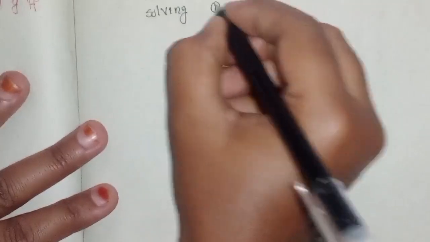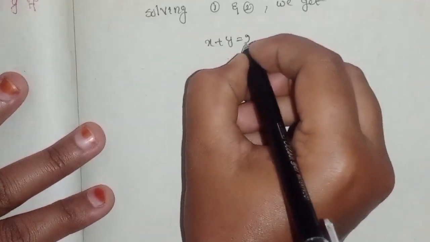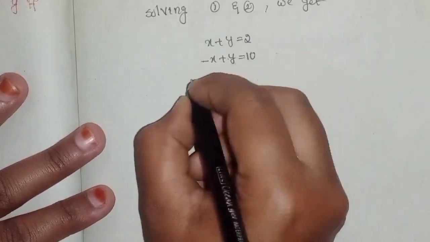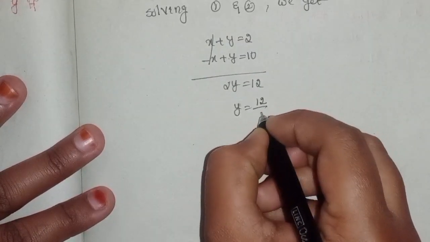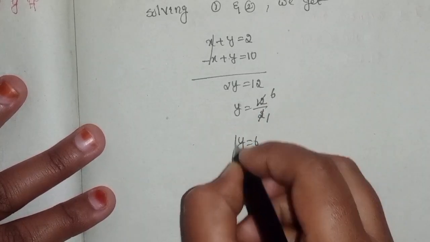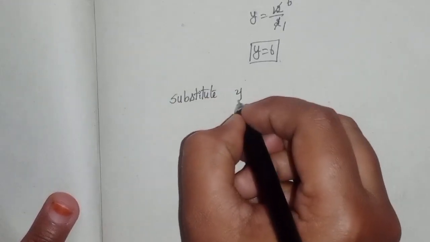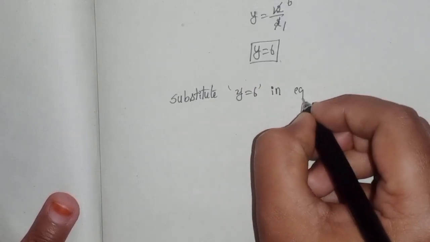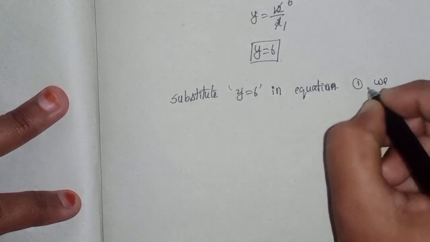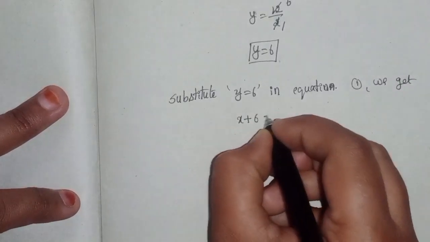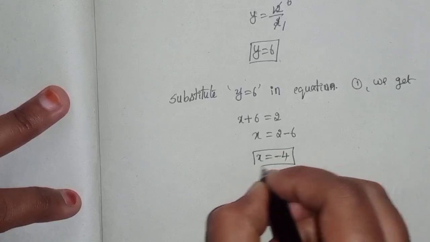Solving 1 and 2, we get x plus y equal to 2, minus x plus y equal to 10. Both cancel. 2y equal to 12. y equal to 12 by 2. 2 sixes are 12. y equal to 6. Substitute y equal to 6 in equation 1, it is your choice, you can put either one. We get x plus 6 equal to 2. x equal to 2 minus 6. x equal to minus 4.